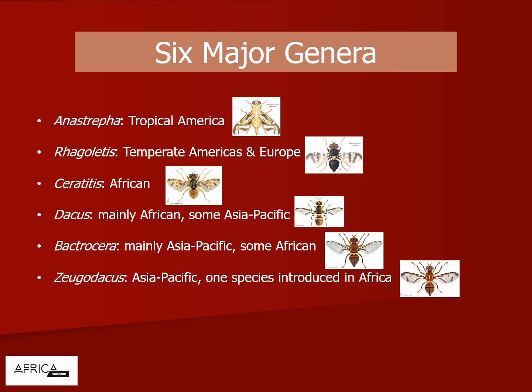Finally, the genus Zeugodacus is also a mainly Asia-Pacific group. Until recently, it was considered as a subgroup of the genus Bactrocera, but is now recognized by most researchers as a separate genus on its own. One species is invasive, Zeugodacus cucurbitae, and has spread from Asia into Africa and islands in the Pacific Ocean.